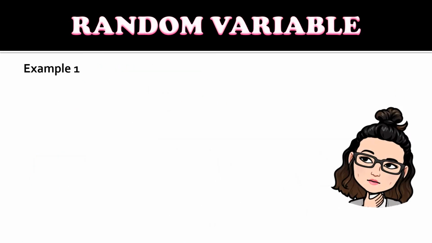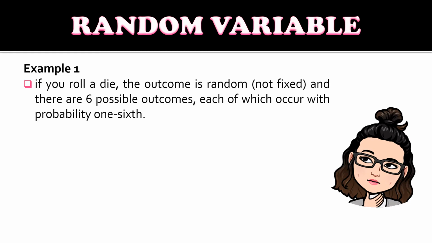Example number 1. If you roll a die, the outcome is random, and there are 6 possible outcomes. So, ano ba yung mga possible outcomes? From the previous lesson, our outcome could be a 1, a 2, a 3, 4, 5, or 6. Each of which occurs with a probability of 1/6. So, isang beses lang naman, one time ka lang magro-roll. So yung probability of occurring each of the numbers sa die is only 1/6.